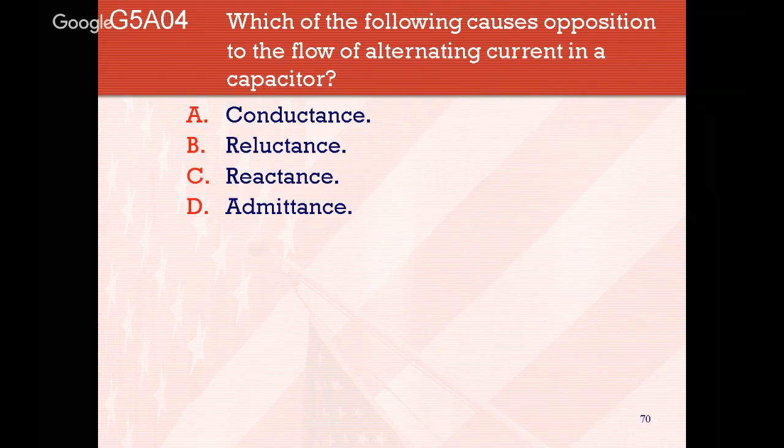Which of the following causes opposition to the flow of alternating current in a capacitor? We're talking again about alternating current. We're talking about capacitance, just like we were talking about inductance. And you look at the choices of the answers here, and conductance, nah, reluctance, no, admittance, what are those? Did we ever talk about those? Again, we're talking about reactance.